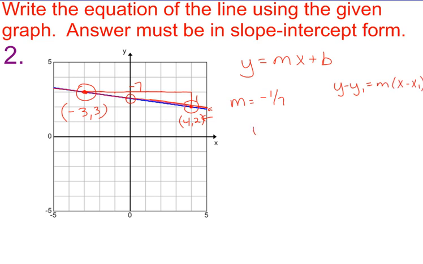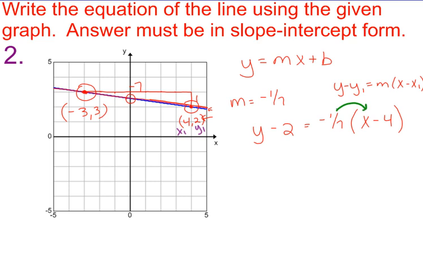I would say y minus 2, because my x1 and y1 are 4 and 2, equals, and then my slope, which I found to be negative 1/7, times x minus 4, because that's my x1. There's my point slope form. Now I'm going to move it to slope-intercept form because that's what they asked for in my answer.